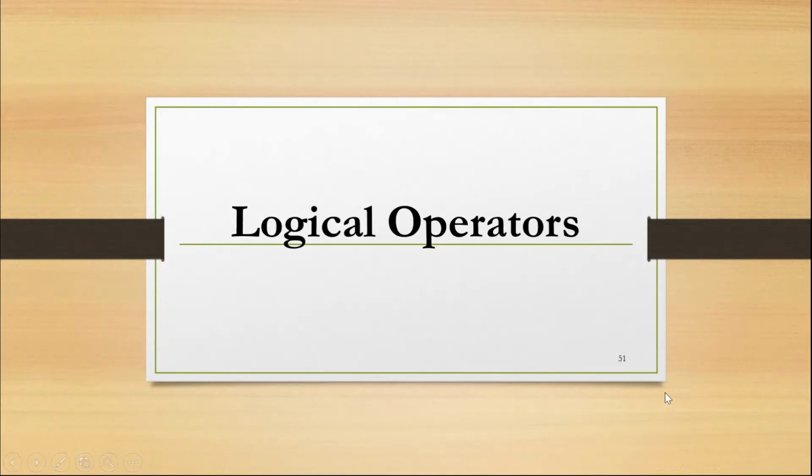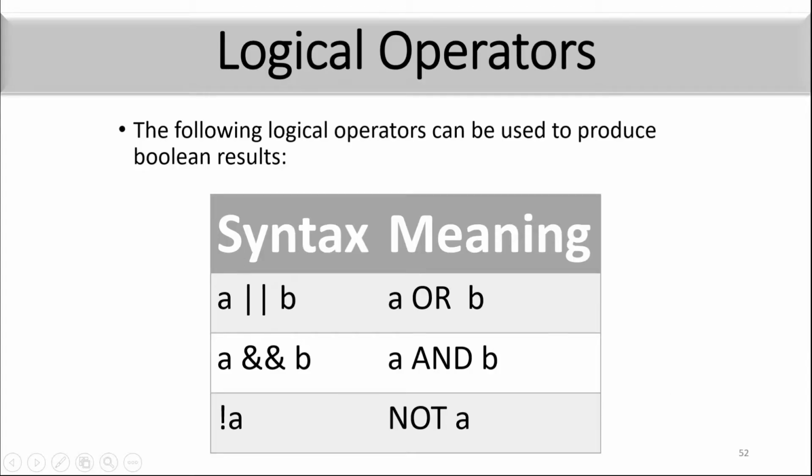Logical operators. The following logical operators can be used to produce Boolean results. The syntax is as simple as this: we use the two pipe symbols (||) to designate an OR operation, the two ampersand symbols (&&) to invoke an AND operator, and the exclamation point followed by the variable denotes NOT, whatever the value of A. So that's logical operators.